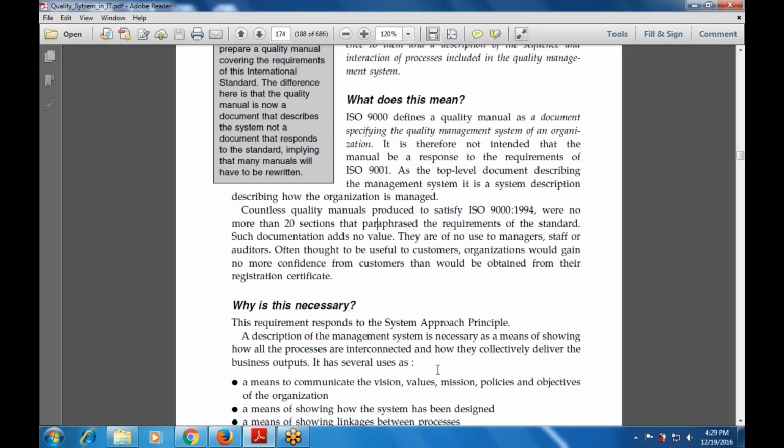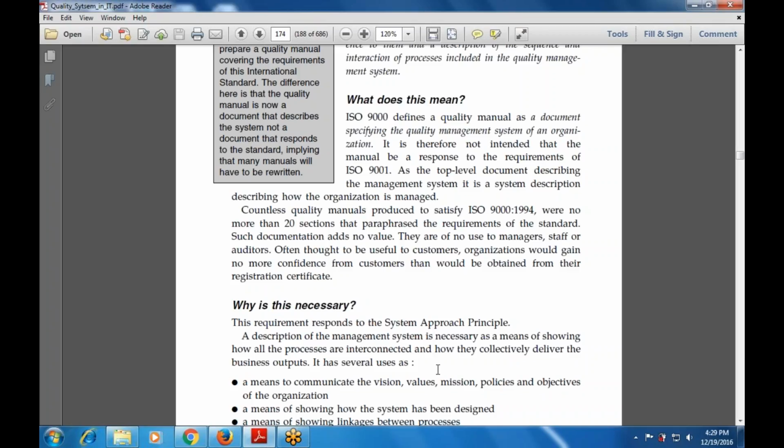A description of the management system is a means of showing whatever data and processes are interconnected, and how they fit together to deliver the business outputs. And it also serves other uses. What are the uses? It is a means to communicate the vision, values, mission, policies, and objectives of the organization. So it is a means to communicate the values, the vision, and the mission, that is the target, policies, and objectives of the organization.